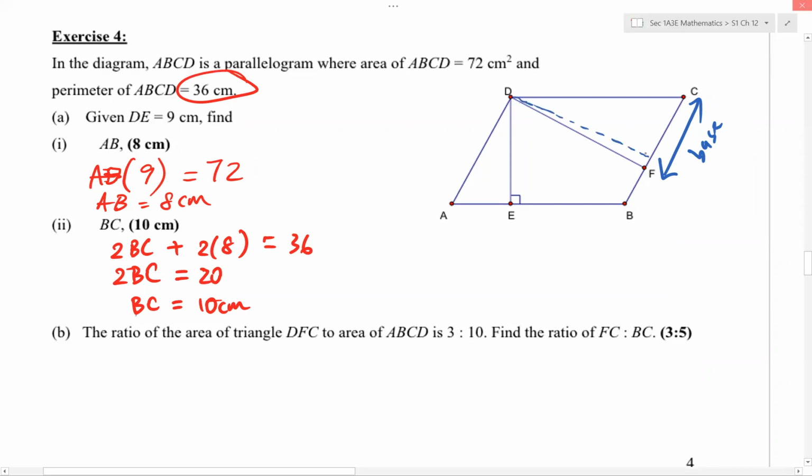It can be quite close, it doesn't matter, but you make it 90 degrees. This is the clue for you. So try this question as your homework.